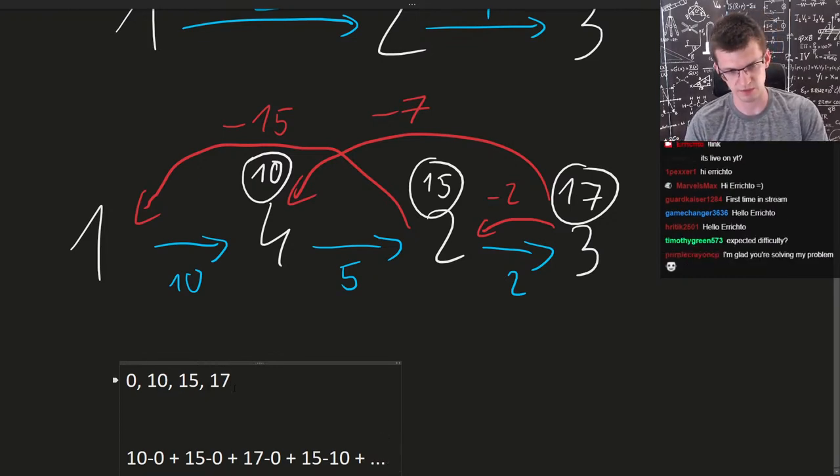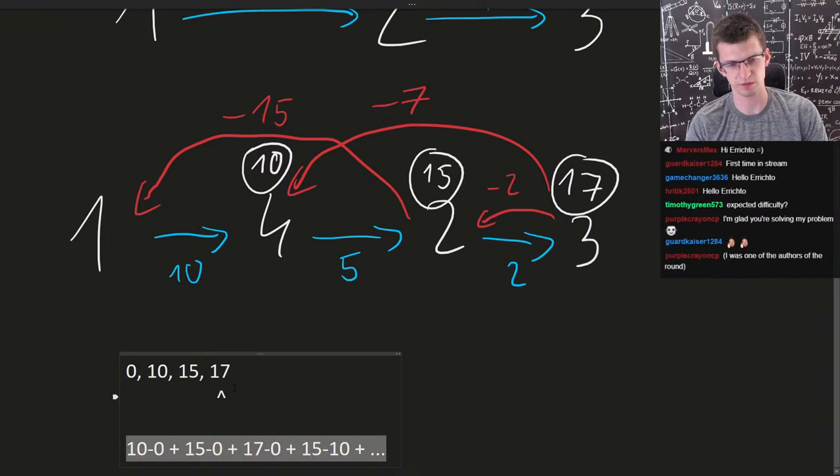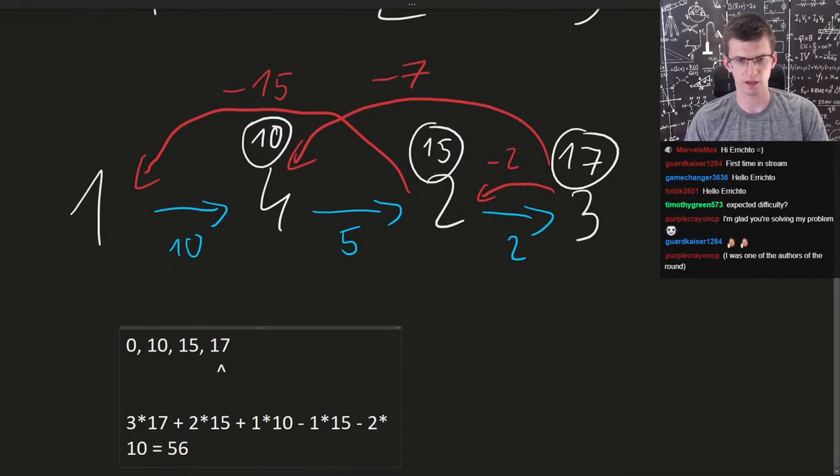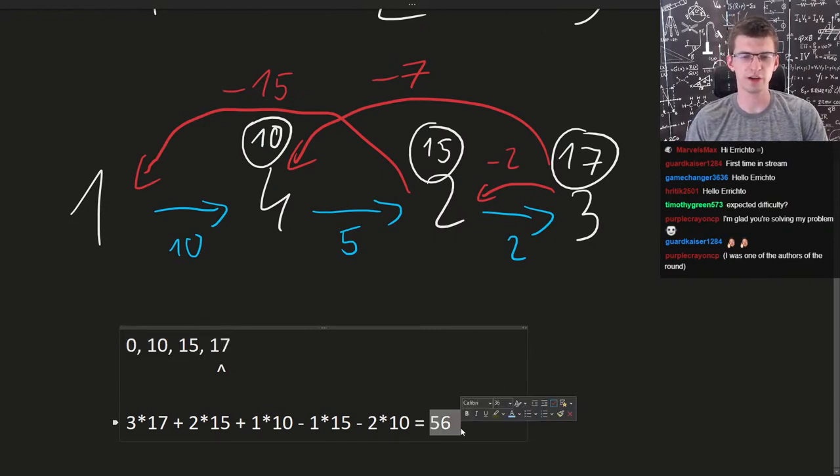But for every element, let's say this 17, we can easily count in how many pairs it will appear. It will be, in this case, 3 times 17, because 3 times we'll have 17 minus something, plus twice 15, plus once 10, plus 0 times 0, minus, once we subtract 15, twice subtract 10, and 3 times subtract 0. I claim that this is the answer. If we compute the sum of differences, the red edges in total give us minus 56 in this case.